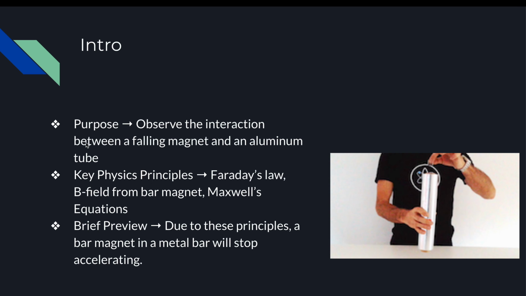So, intro. The purpose of this lab is to observe the interaction between a falling magnet and an aluminum tube. The key principles used were Faraday's law, the B field from the bar magnet, and Maxwell's equations. I used the GlowScript computational model to make my simulation. Brief preview. Due to these principles, a bar magnet in a metal bar or metal tube will stop accelerating.